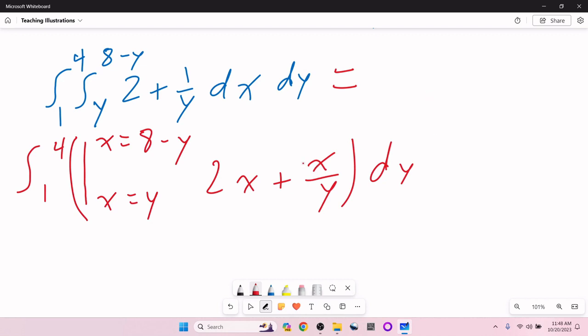And the way to check is to say, well, if I took the partial x derivative, what would this give me? It'll give me 2 for this. It'll give me 1 over y for this. So we are essentially doing partial integrals. We are undoing the partial derivatives.